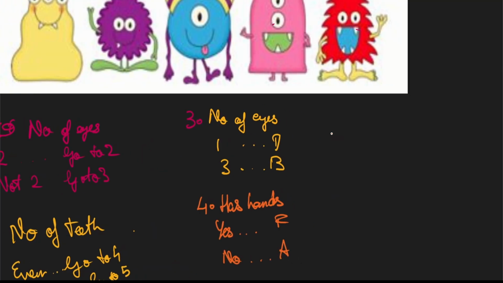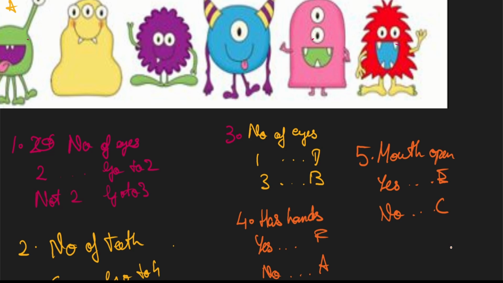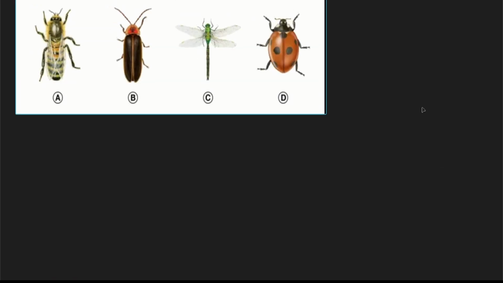And our final question, we will be comparing alien C and E, or monster C and E. So we could talk about if their mouth is open. So if the mouth is open, it is alien E, and if it isn't, it's alien C. That's easy.